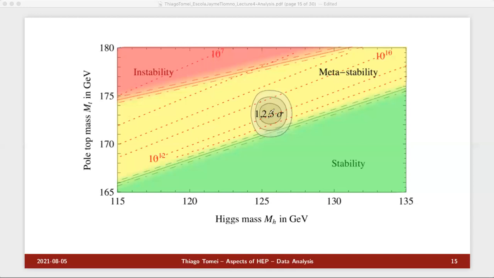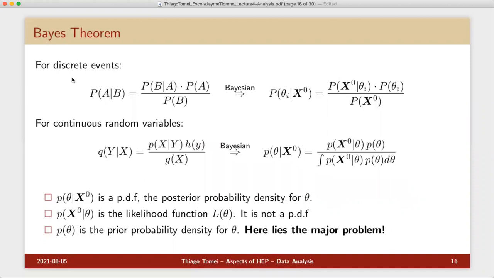And then we are here. This is the measured value, and these are the 1, 2, and 3 sigma contours. So it's surprising that we're here, right? We would prefer to be here. If we were here on the unstable part, we wouldn't be here talking, there would be no universe. Okay. Enough of this instability of the vacuum.